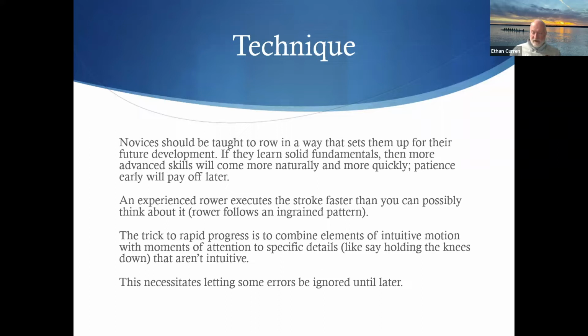The important thing to understand about our sport is that an experienced rower executes the stroke faster than you can think about it. In other words, rowing at the competition level needs to happen following an ingrained pattern. It can't be done thoughtfully. And so one of the things that's most important with novices is to get this rapid progress by figuring out what are some elements of intuitive motion, and allowing them to use that as kind of a basis for what it is they're doing.